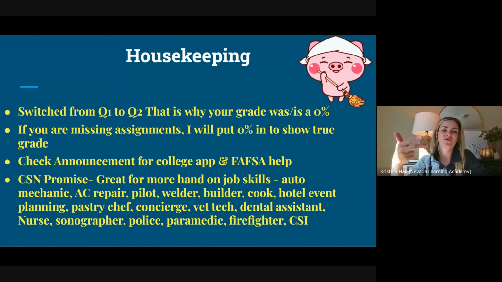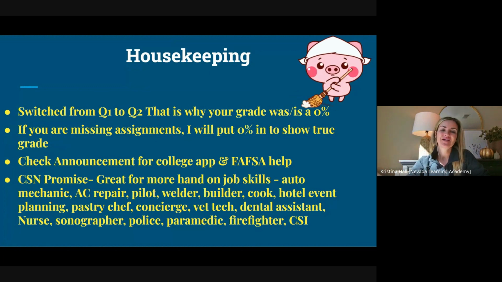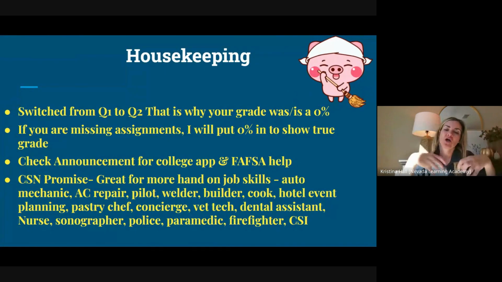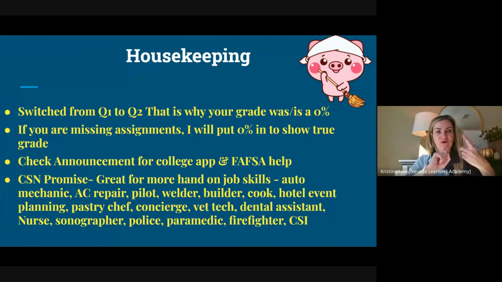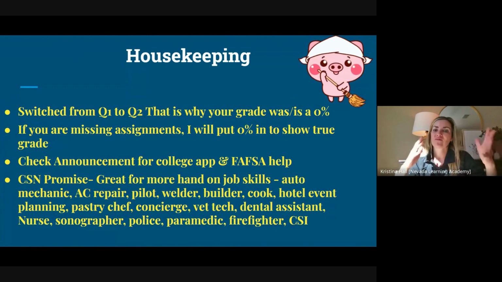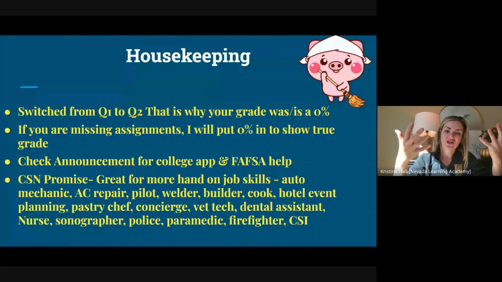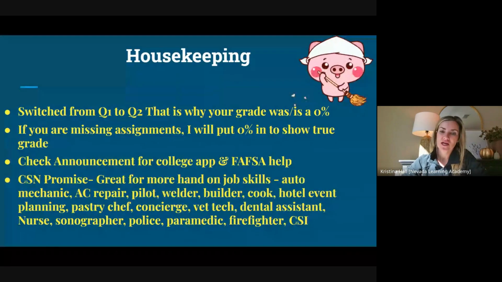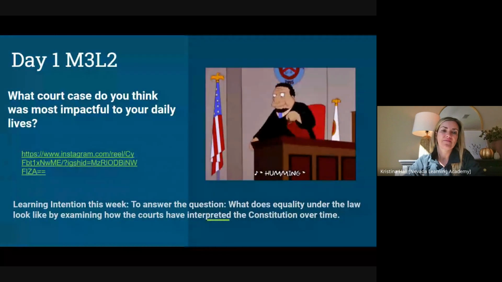AC repair, pilot, welder, builder, cook, hotel event planning, pastry chef, concierge, vet tech, dental assistant, first part of nursing, sonogrammer, police, paramedic, firefighter, CSI. Like there's so many things you can do going through community college. Okay. So much cheaper, less expensive. And often they have real flexibility with classes. I worked while I went to school, so I was able to kind of juggle. I worked about 20 hours a week and then would usually take 4 or 5 classes. So I was busy for sure. But getting those credits done before I went to university was a lot cheaper. So I really encourage you to look into that.